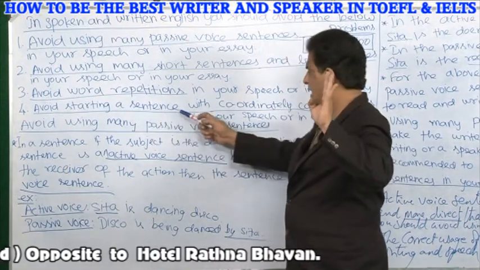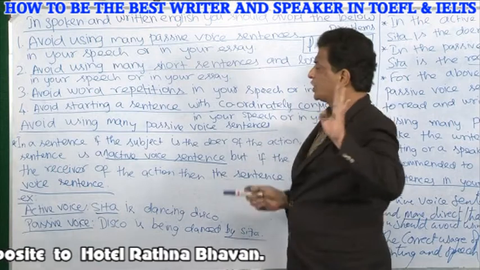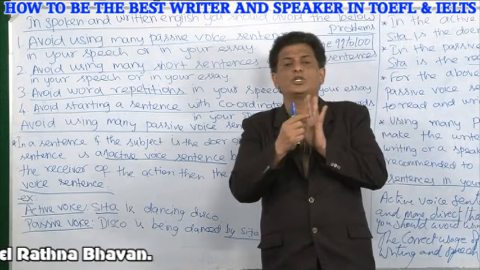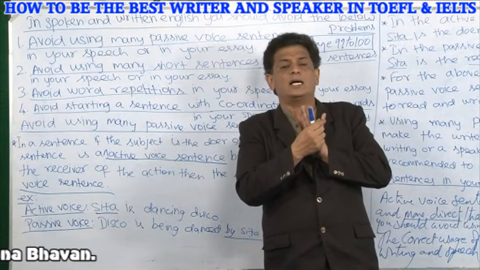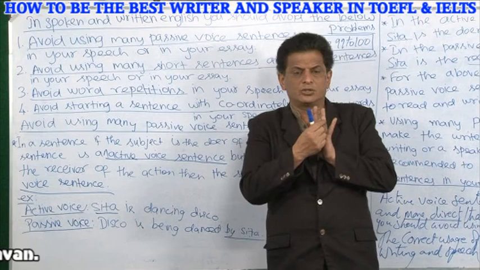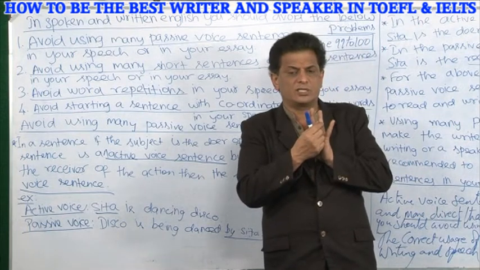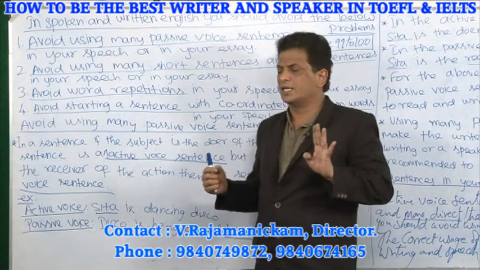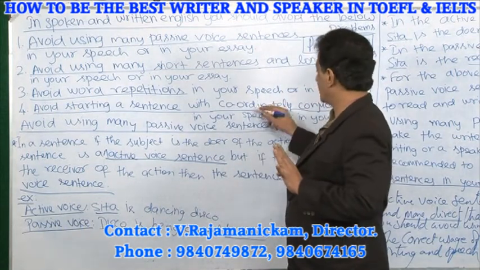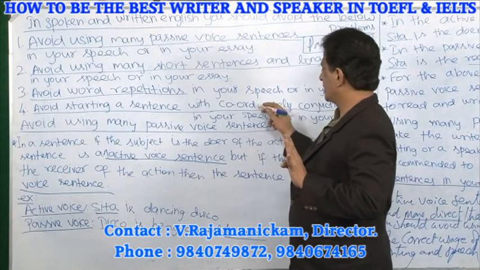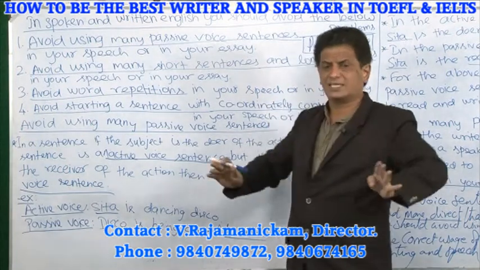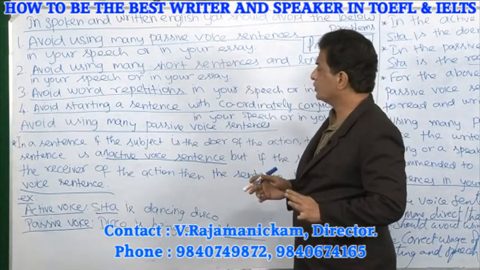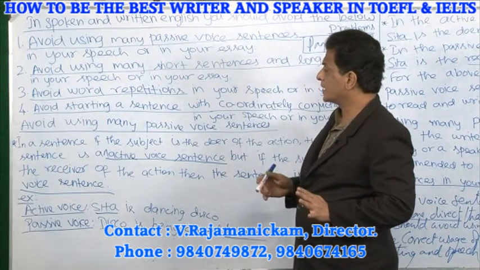Number 4, avoid starting a sentence with a coordinating conjunction. What do you mean by a coordinating conjunction? Don't ever start a sentence using and, but, though, although, even though. Never use sentences starting with a coordinating conjunction. A conjunction is a connecting word. A connecting word should be in between the sentences. So, you should try to avoid using coordinating conjunctions at the beginning in your speech or in your essay.